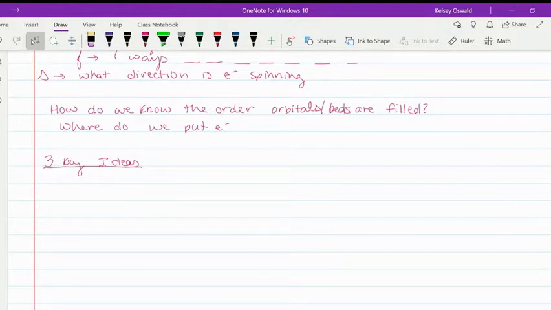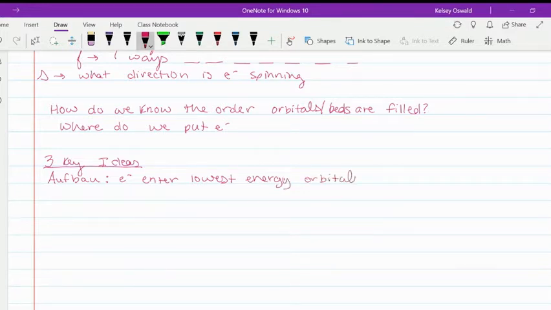Okay, so the first person we're going to look at is Aufbau. Okay, so the Aufbau principle. He said that electrons are going to enter our lowest energy orbitals first. So if you think about walking into an apartment complex, we are going to fill the first level first, then the second, then the third, and so on. So we're going to fill those lowest energy floors or lowest energy orbitals first.